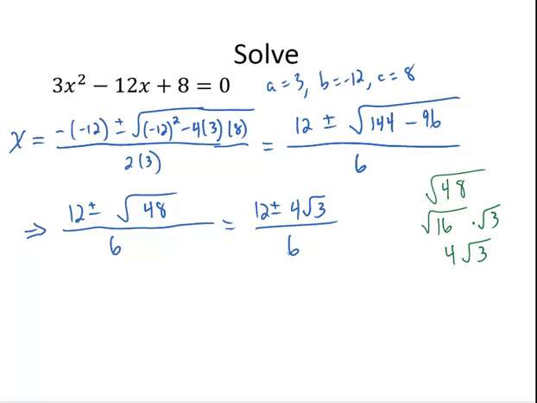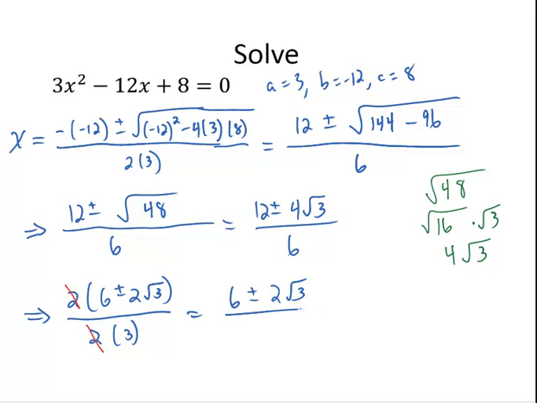Since we have that situation, we can factor out that common factor of 2 from each of the terms. So really what's happening here is I can think of this as 2 times 6 plus or minus 2 root 3 over 2 times 3, and then I can remove that common factor of 2, leaving 6 plus or minus 2 times the square root of 3 over 3.